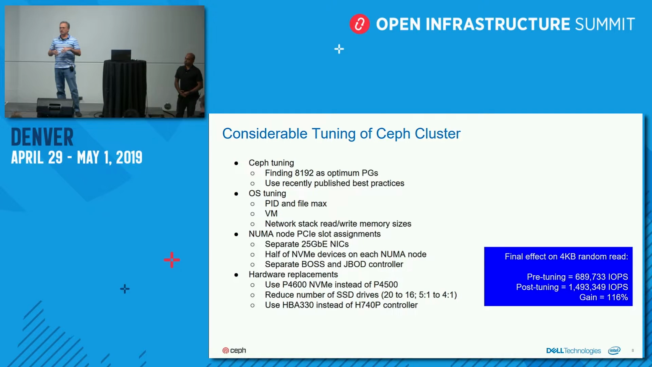So before we did any changes at all, and this was a random read workload, before tuning we had 689,000 IOPS. Post-tuning, after all these changes have been made, we got up to right at 1.5 million IOPS for that particular set of load that we were running. So this is a gain of 116%. This was amazing to us.